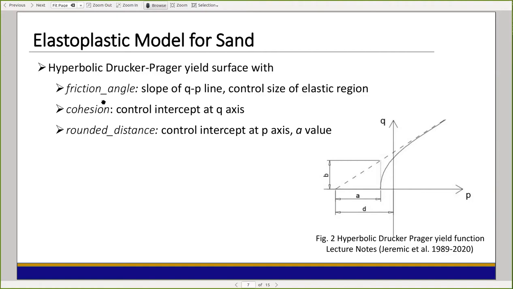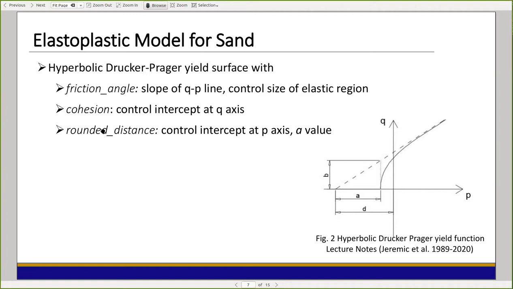Number one is the friction angle, which is the slope of the asymptotic line of this PQ line that will control the size of the elastic region for a given confining pressure. Yes, Professor. Sorry for interrupting, but theoretically, friction angle is actually not the slope of the QP line. Friction angle is the slope of the tau-sigma line. But there's a simple equation to convert the friction angle to the slope of the QP line. So friction angle is really defined in the tau-sigma space, and when you move to the QP space, there's a one-to-one equation to convert that angle.